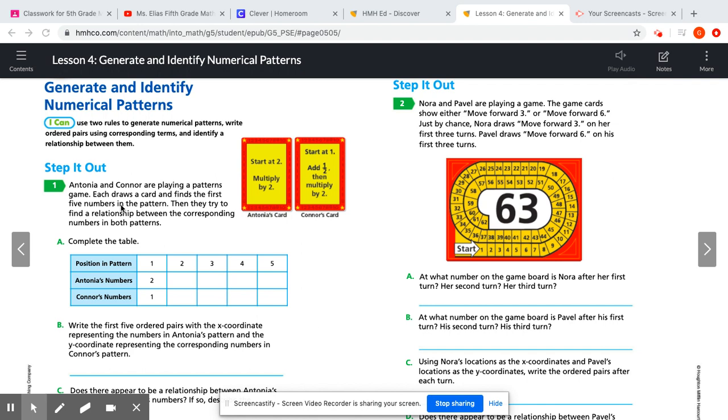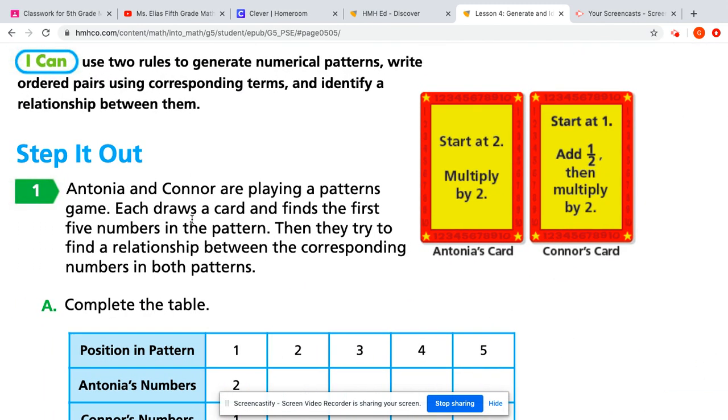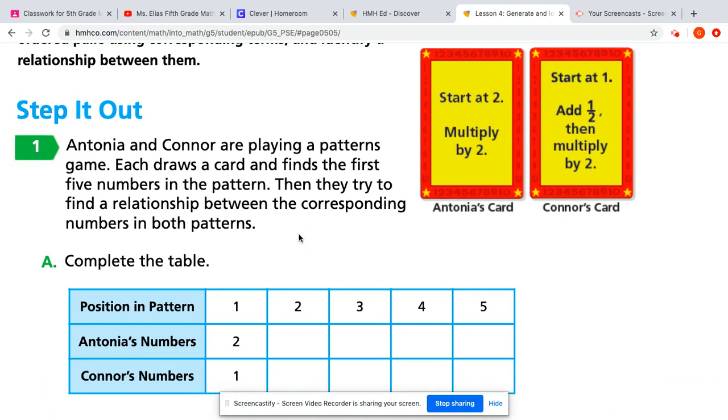Hi boys and girls, I'm going to help you out with your work here on page 485. Let's start. So over here we have Antonia and Connor. They're playing a card game and they each draw cards to figure out their next 5 numbers in the pattern.